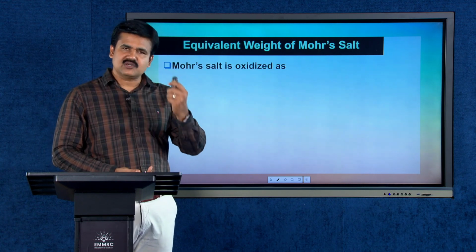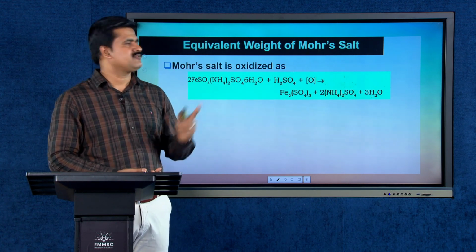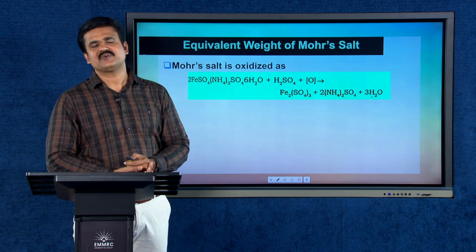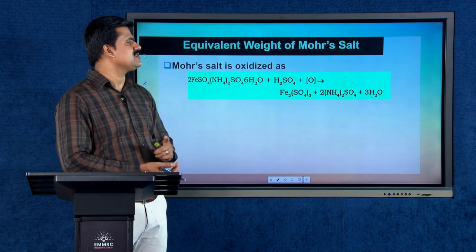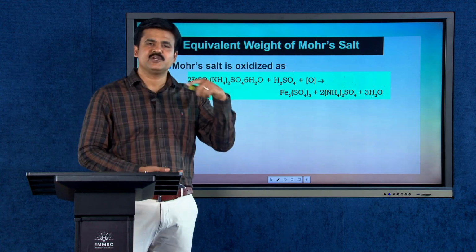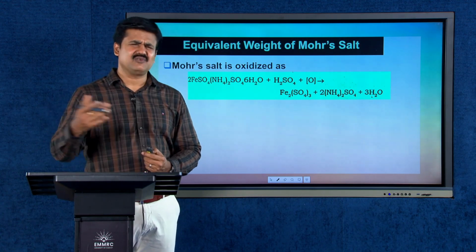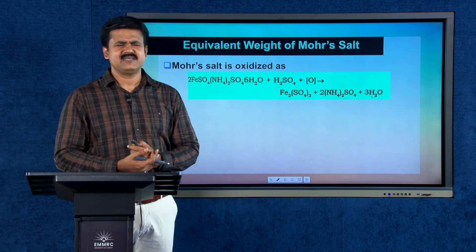Mohr's salt is oxidized as per this equation. The ferrous sulfate present in Mohr's salt, that is ferrous sulfate ammonium sulfate 6H2O, is oxidized to ferric sulfate during its reaction with an oxidizing agent like acidified KMnO4 or acidified potassium dichromate, etc.